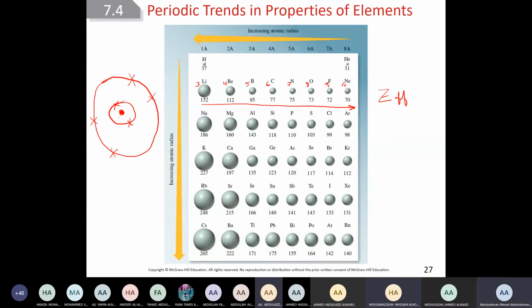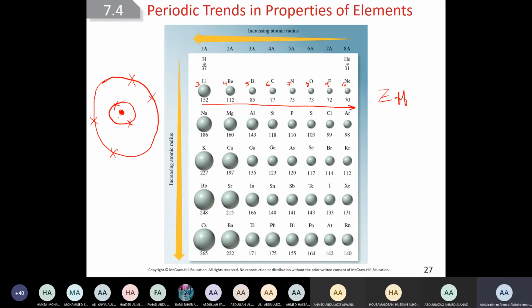Because of the number of protons. Fluorine has 9 protons, while lithium has only 3. The core electrons are the same, but the valence electrons are different, and the nucleus will attract them more and so the atom will have a smaller size.